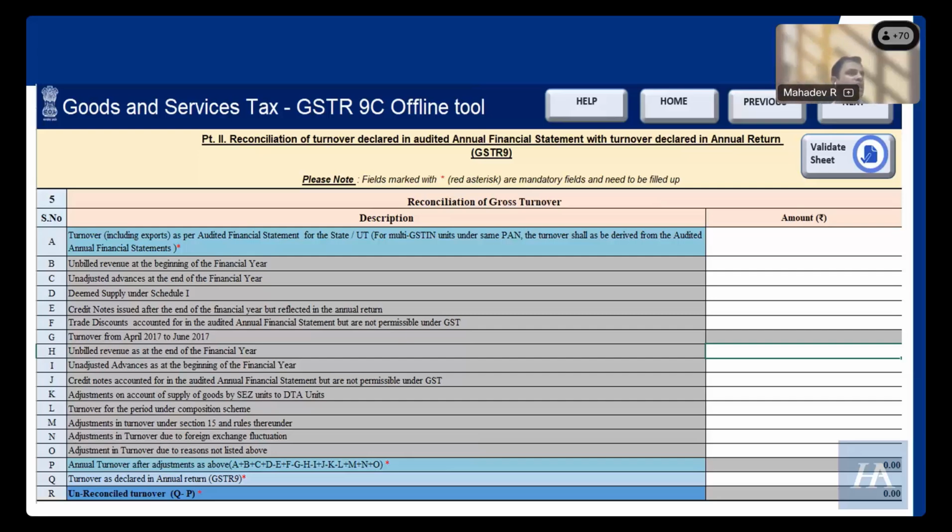We know that there can be differences between the turnover which is declared in financial statements and the GST return for various reasons. So financial statements will have a lot of entries which are not subject to GST. An example can be interest on fixed deposit. Another example can be dividends. You don't pay GST on interest on fixed deposit. You don't pay GST on dividend income.